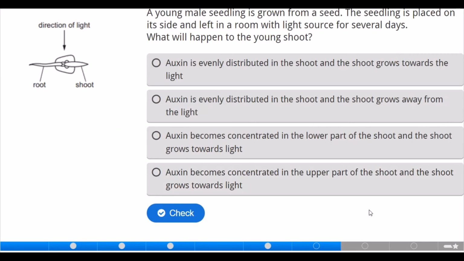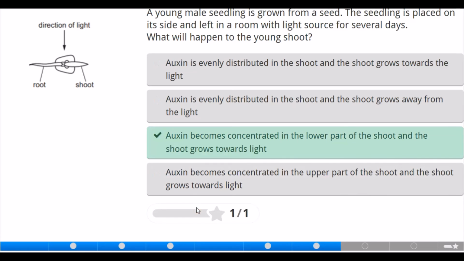Activity. A young seedling is grown from a seed. The seedling is placed on its side and left in a room with a light source for several days. What will happen to the young shoot? The auxin becomes concentrated in the lower part of the shoot and the shoot grows towards the light. That would be the correct answer.